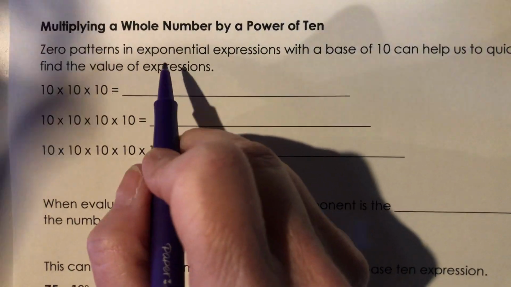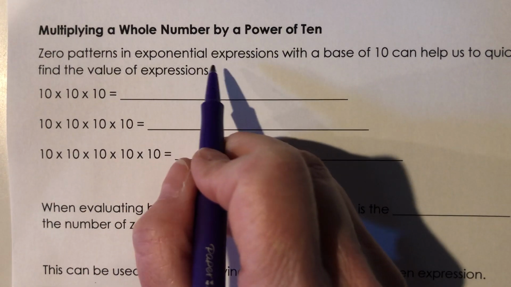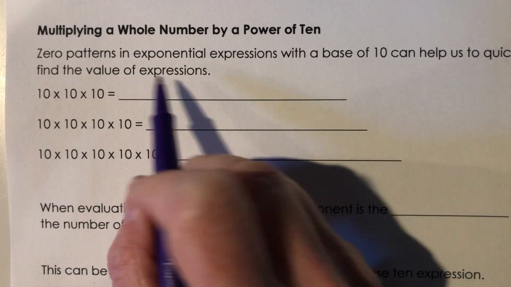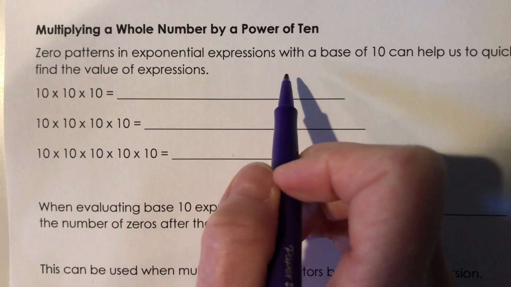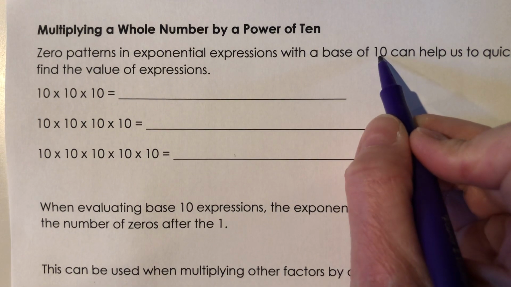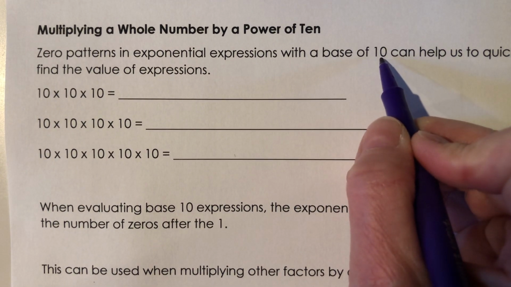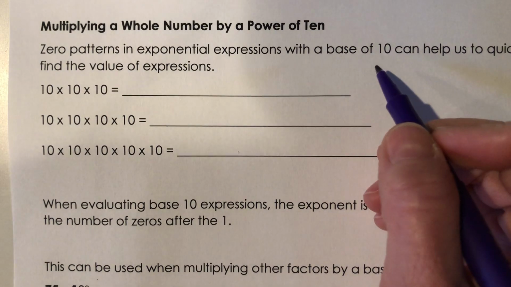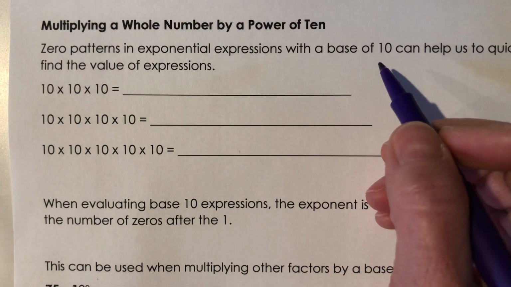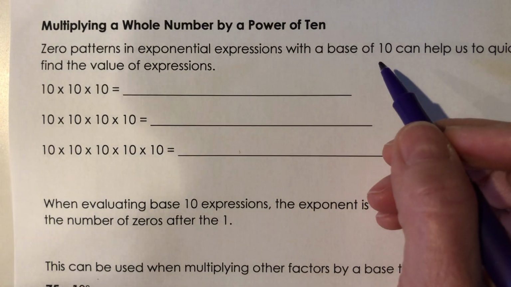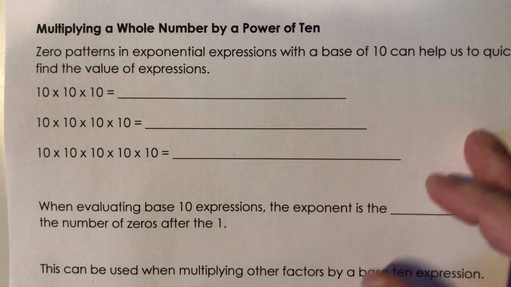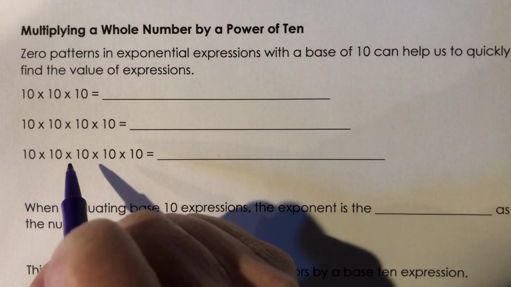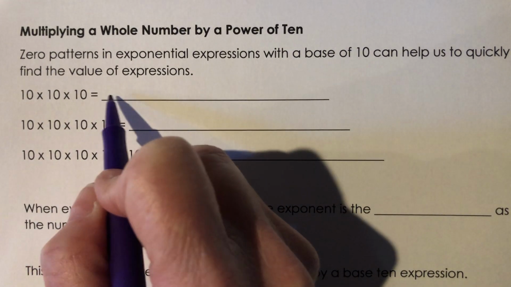Zero patterns in exponential expressions, and exponential expressions are just like that base with the little tiny number, the base and exponent. Zero patterns in exponential expressions with a base of 10. That means the big number in the exponential expression is a 10. Can help us to quickly find the value of expressions. So we're going to do what we usually do, and we're going to look for patterns to help us solve problems faster.